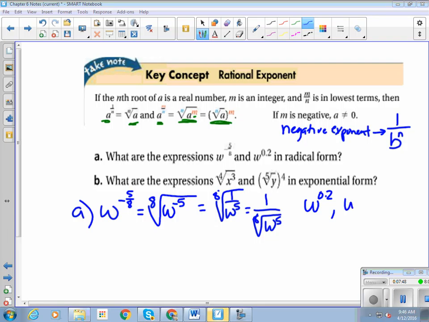0.2, if we just do it, it's 2/10. So we can write that as 2/10. I can reduce that though. 2/10 reduces to 1/5. So that is the 5th root, the 5 goes in the root and the w goes inside.